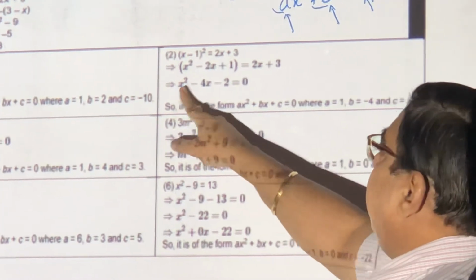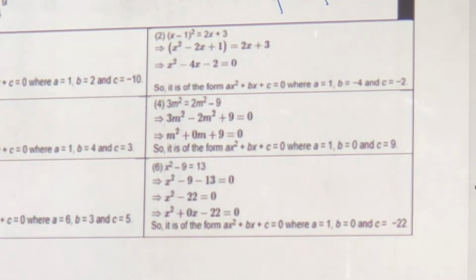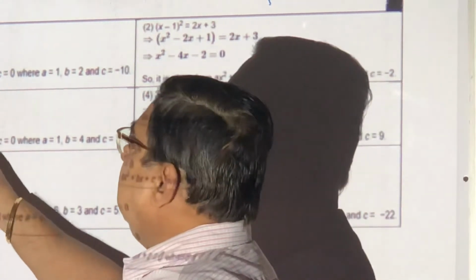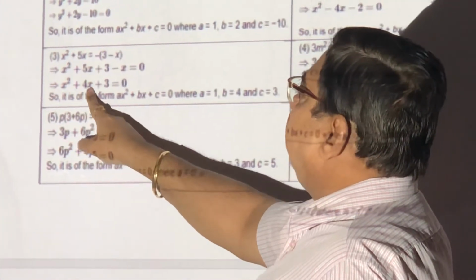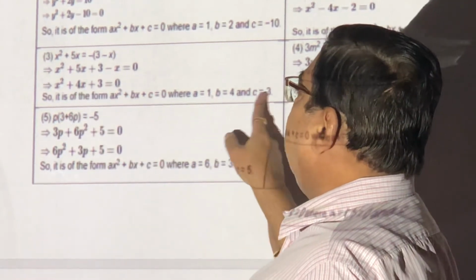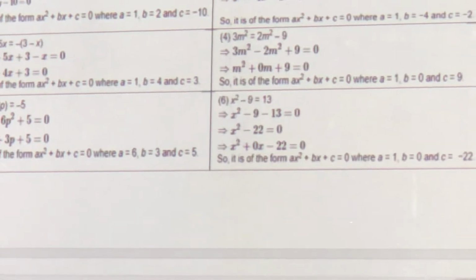Now I get 1, minus 4, minus 2 as A, B and C. As simple as that. I will look here. I open up, bring all on one side. I get x square plus 4x plus 3. 1, 4 and 3 are A, B and C respectively.